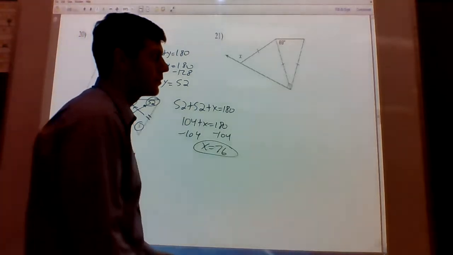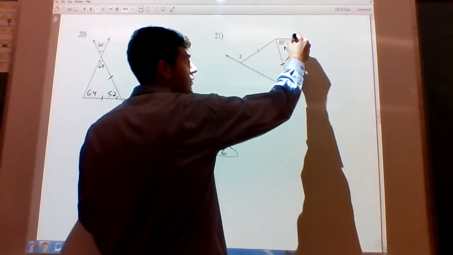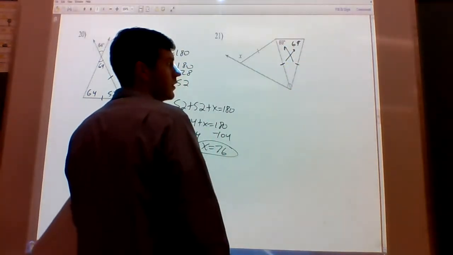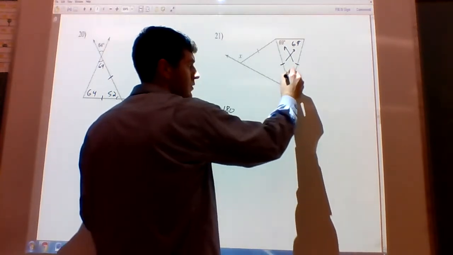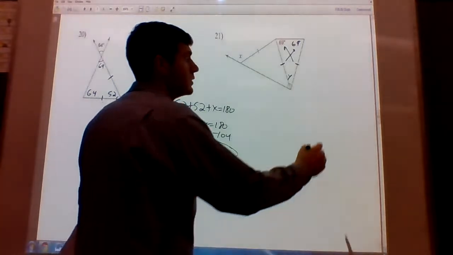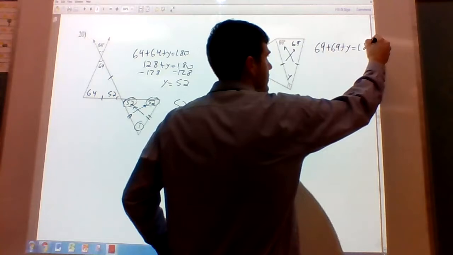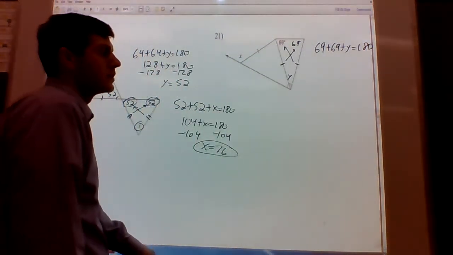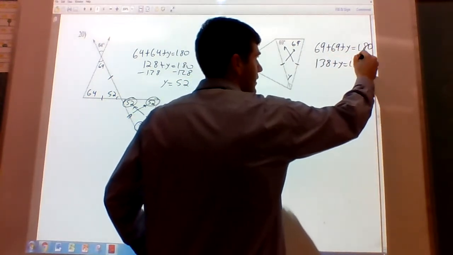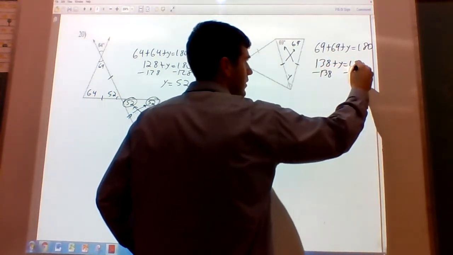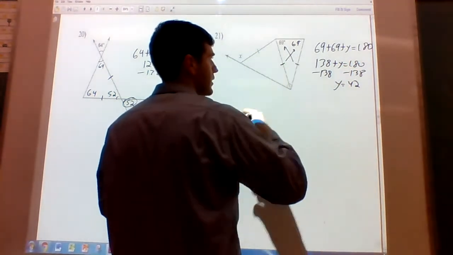Okay, this one, again, we first noticed an isosceles triangle. So if this angle is 69, this angle is also going to be 69. So 180 minus 69 minus 69 will tell us what this angle is. Again, just to be clear, I'm going to put in a y and do 69 plus 69 plus y is 180. 69 plus 69 is going to give us 138 plus y is 180, minus 138. Y is going to be 42. So we know this angle is 42.